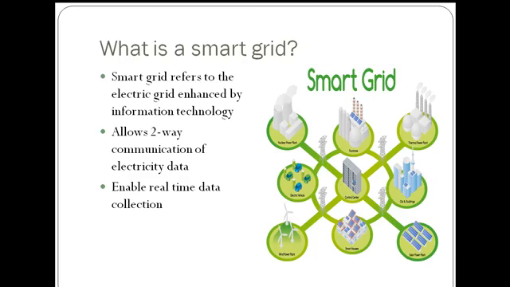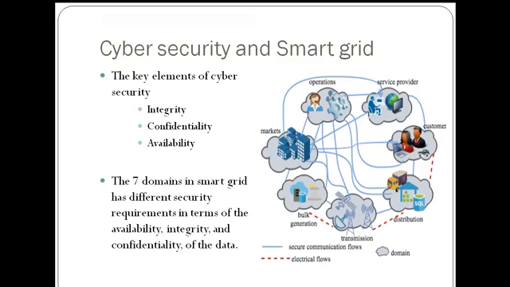So let's see about cyber security. The key elements of cyber security are integrity, confidentiality and availability. And what is cyber security? Cyber security is the whole process of preventing damage to the confidentiality, integrity and availability of information. Availability means it provides only authorized parties access to our information, and only when it is needed. And also it guarantees that unauthorized people or devices cannot access the system.